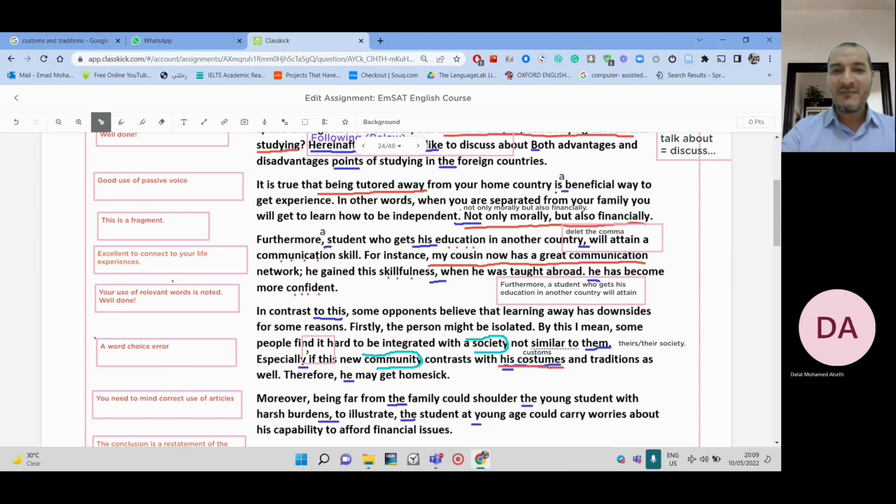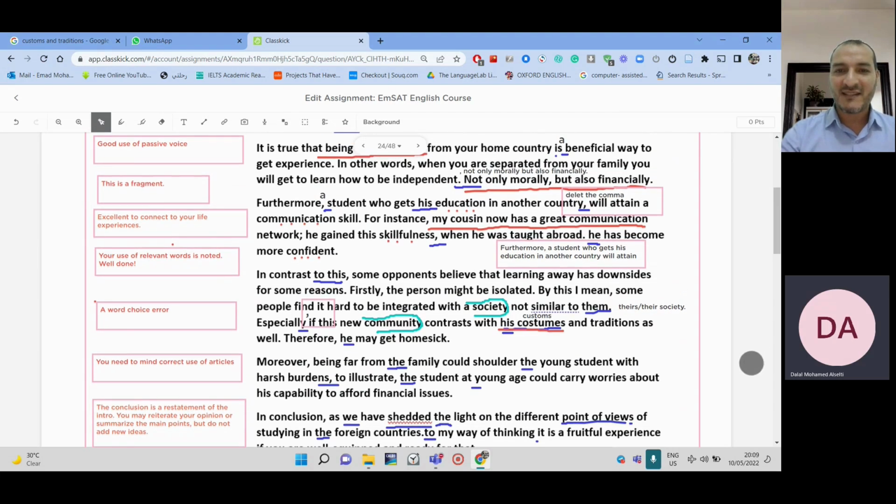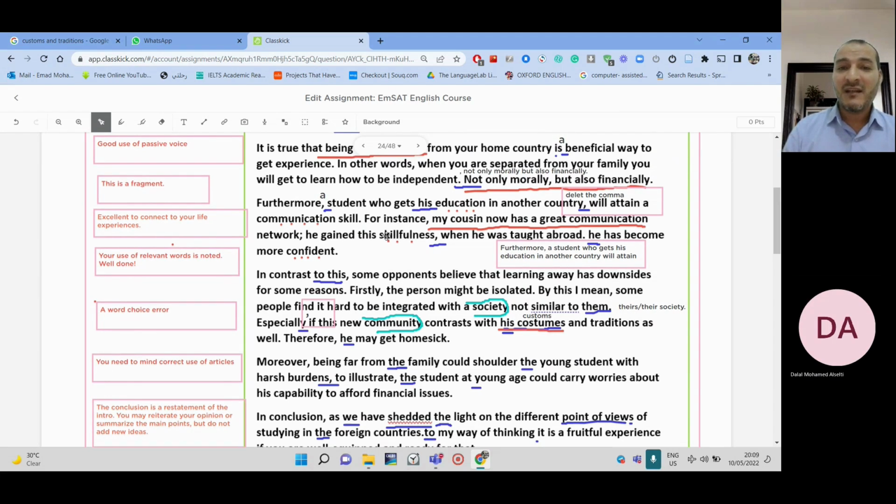I like it. But you say he, you turn to the third person. Yes, I'm supposed to use the third. Right, don't use you. Use he or she, use both. Like here, he gained. You're talking about your cousin. He's a man, right? In this way, okay, say he and so on. But if you're talking generally, where is that? Here: especially if this new community contrasts with his. Who is his? Are you referring to your cousin or generally speaking?